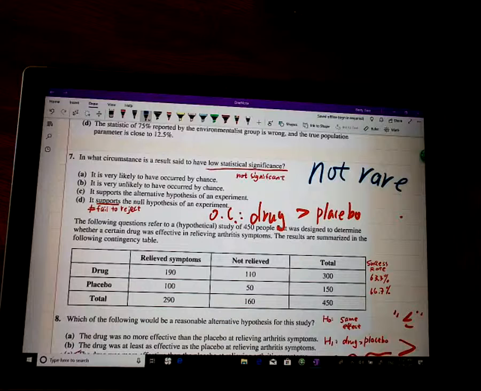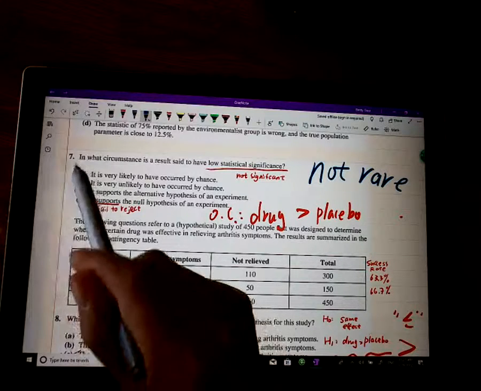How do you think about that? Not significant, so not rare. Not rare means it could have occurred by chance. We should choose A.